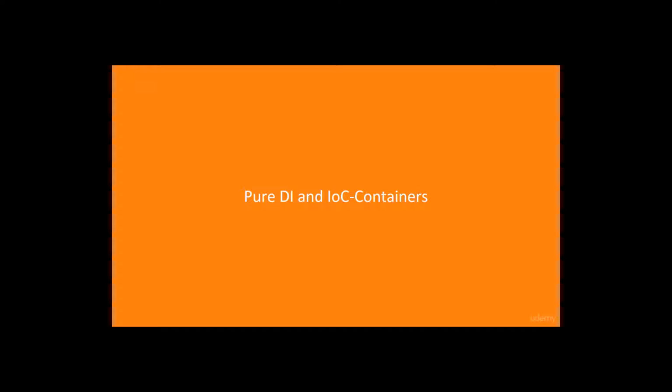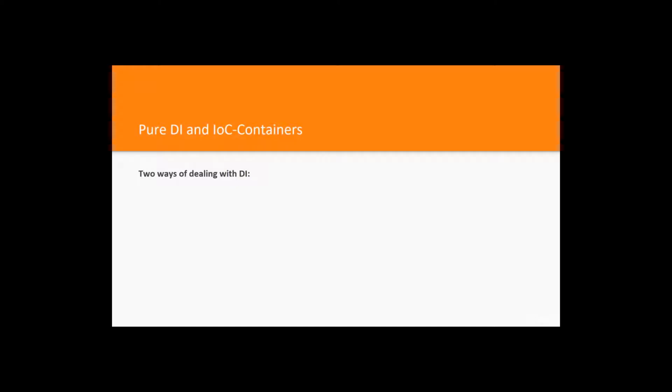This lecture is titled Pure DI and IOC containers. Hopefully, now you understand the possible difficulties you may face applying the dependency injection techniques. Basically, there are two ways of dealing with dependency injection. The first one is to manually create all the dependencies and dependencies of the dependencies and inject them explicitly by calling the new operator passing in the constructor all the required dependencies.